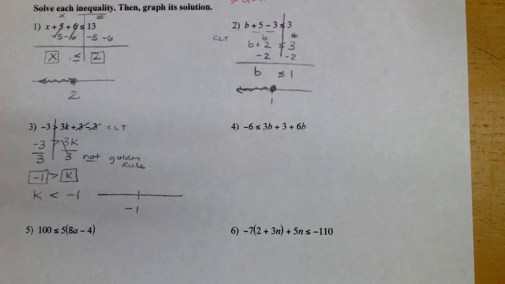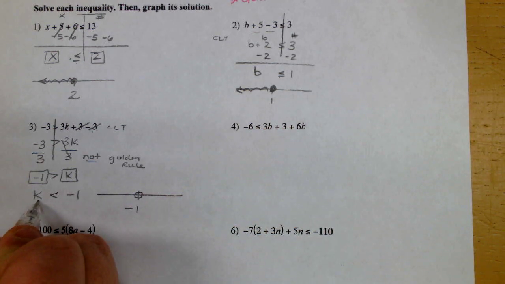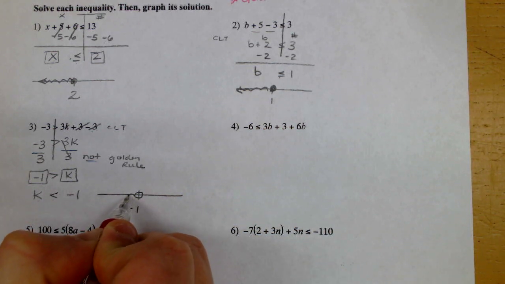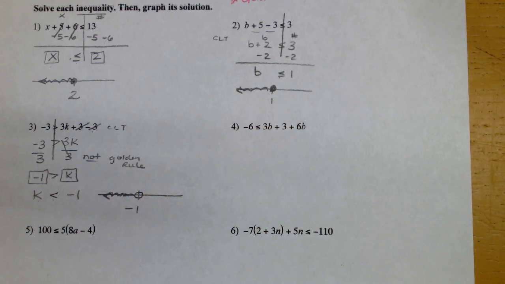Negative 1, no equal sign, so open circle. And with k on the left, I know I can follow the direction of the inequality sign for my shading. And I'm done.